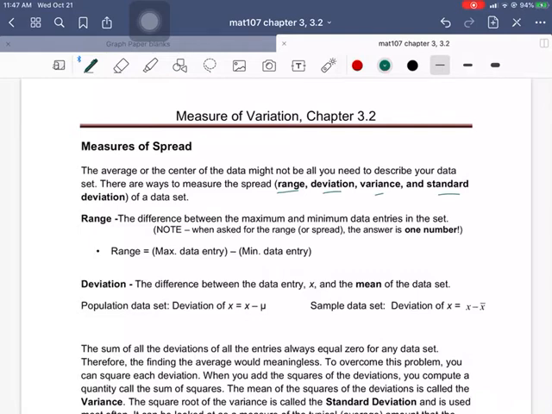So, range we've seen before, the difference between the maximum and minimum data value. Remember, the range is one number. It's literally the calculation, maximum minus minimum, okay?